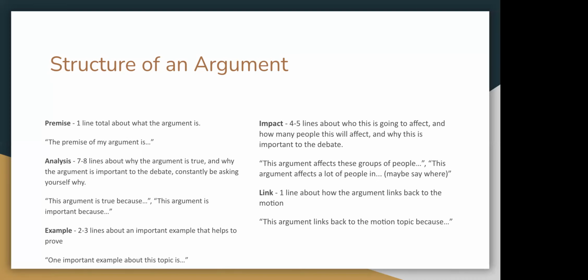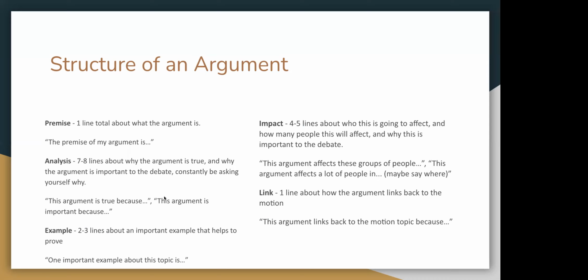You can literally say something along the lines of, okay, my first point is about this, right? You don't always directly need to say the premise of my argument is this, but if you've never done debate before, this is just one way for you to think about the structural aspect of it. You don't really always need to say these sentence starters as long as you understand what the purpose of this thing is. Secondly, analysis, right?